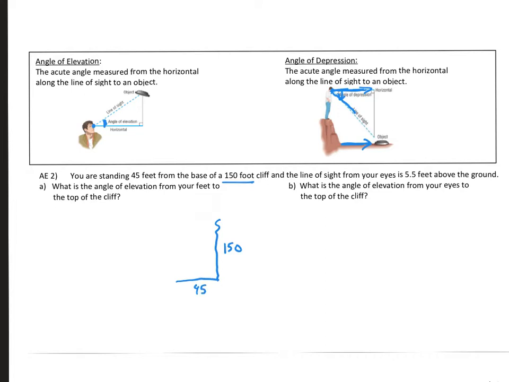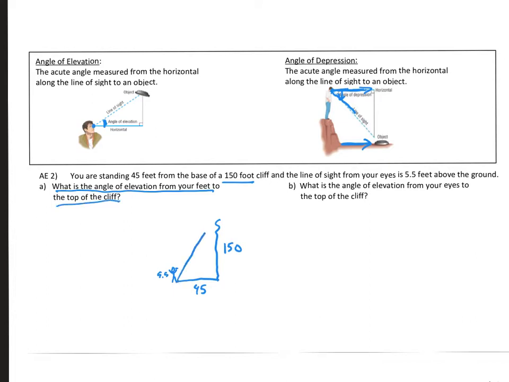Now, all these triangles that we are going to be drawing in terms of real-life situations, these triangles don't necessarily have to be drawn to scale. But the closer that you draw these to scale, we're going to be able to see those relationships a little bit better. So 45 feet from the base of a 150-foot cliff, and the line of sight from your eyes is 5.5 feet. So this one might not be best drawn to scale if we draw a little guy in here, and we know that this is 5.5. That's okay. Question A, what is the angle of elevation from your feet to the top of the cliff?